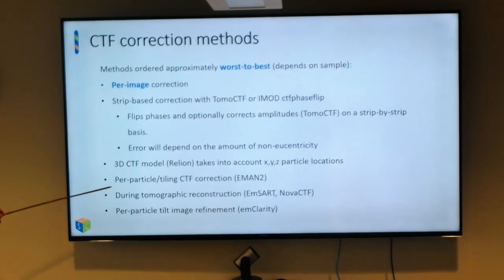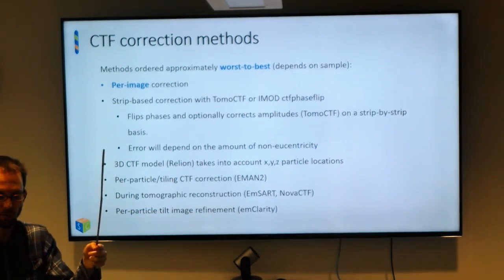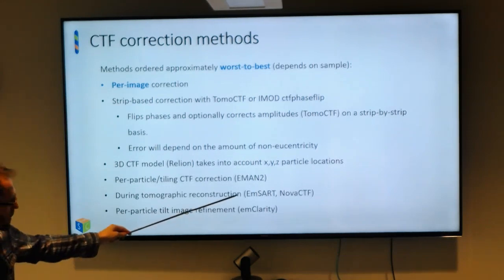All right, you can do a per particle, essentially a local tiling CTF estimation and correction. EMAN2 has something like this implemented. You can CTF correct during reconstruction, so you can make a CTF corrected reconstruction. This is done in a couple of different ways.